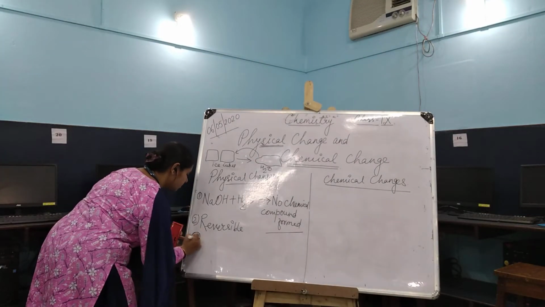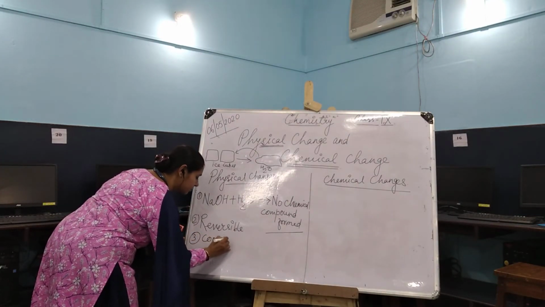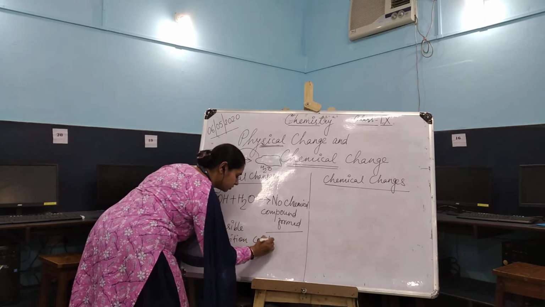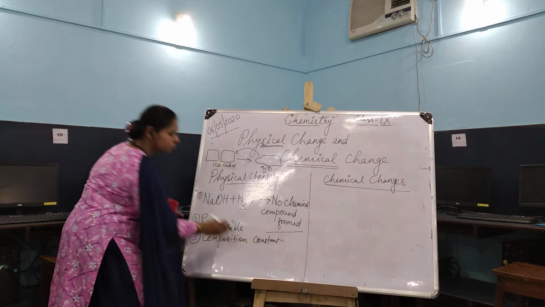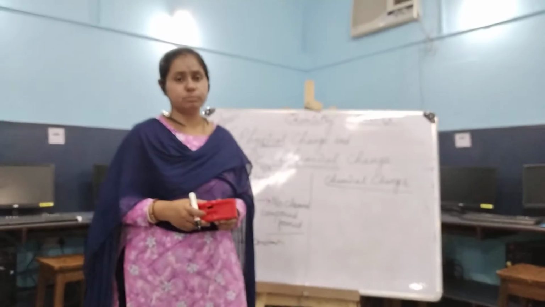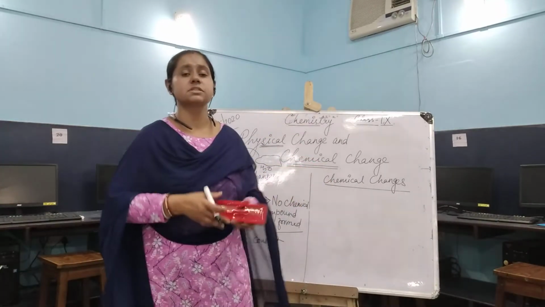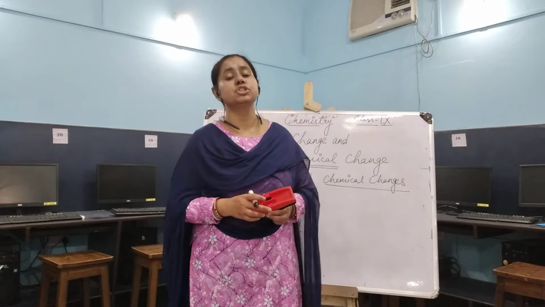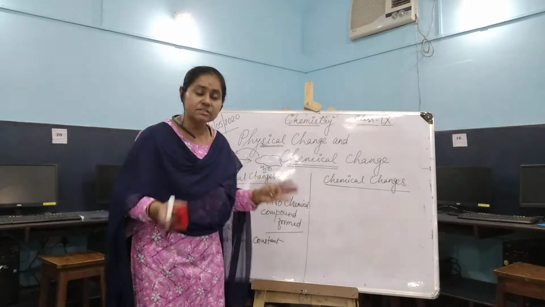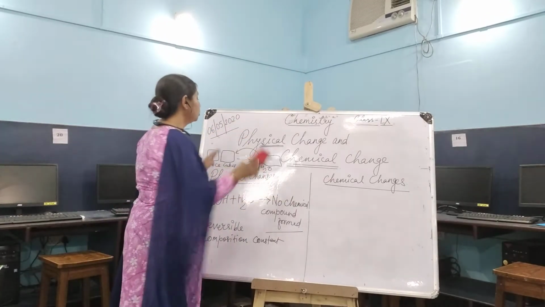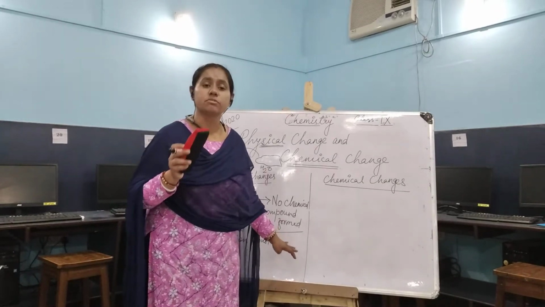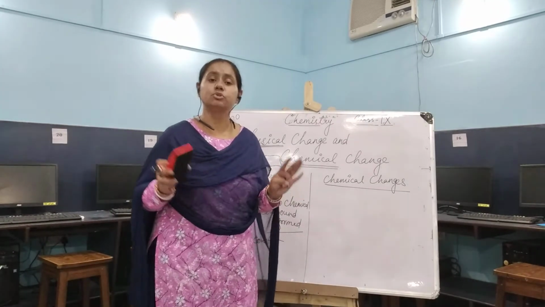Next property is that the composition will remain constant. Why is the composition going to remain constant? Because no new substance is being formed. So where will the composition change? If some new substances are being formed, then the composition will change. But over here, nothing new has been formed. So since nothing new has been formed, the composition will remain constant and it is not going to change.